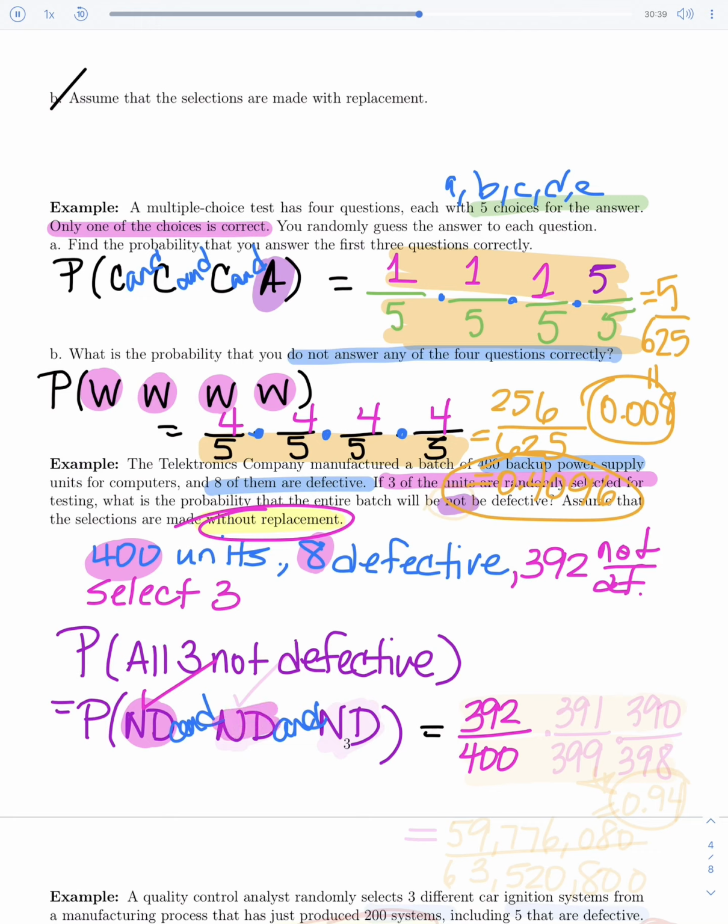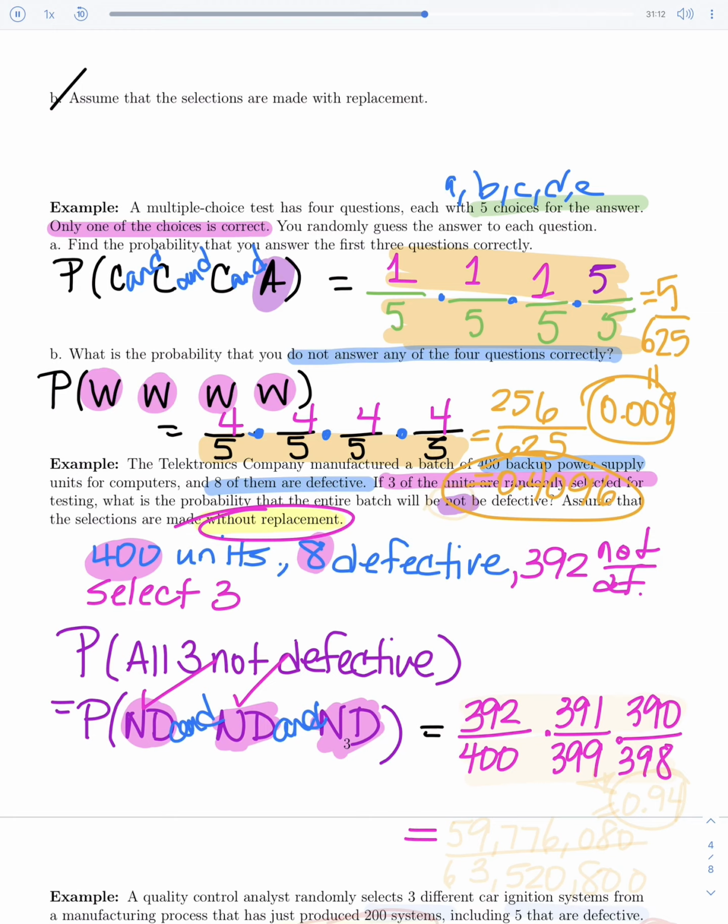So when I move on to my second thing being not defective, there are now only 391 not defective items left, and there are only a total of 399 units left. Now you've chosen 2 units out that were not defective. Now I still have to look at my third. Well, my third one, I've only got 390 to choose from out of the total of 398. And we're multiplying.